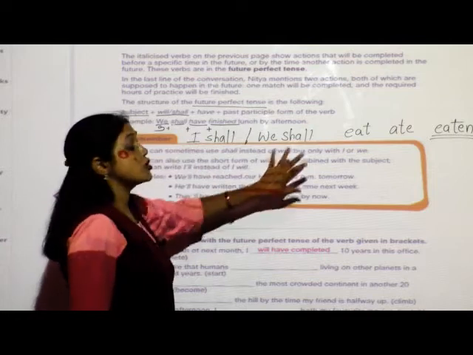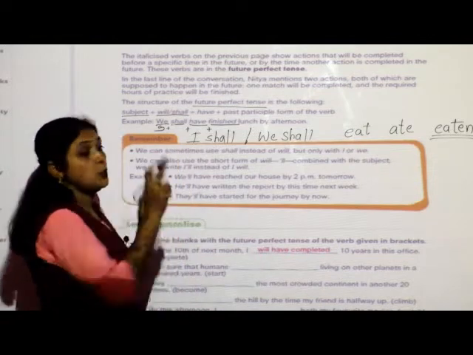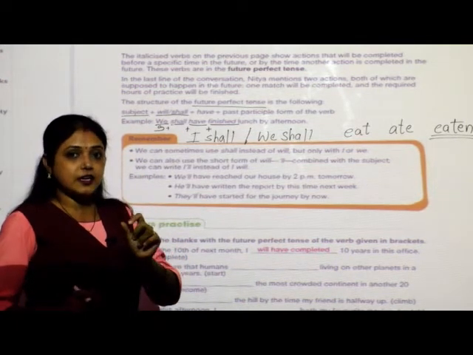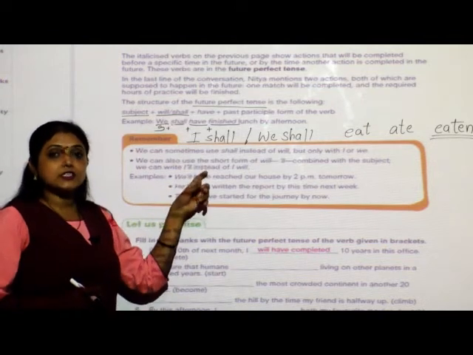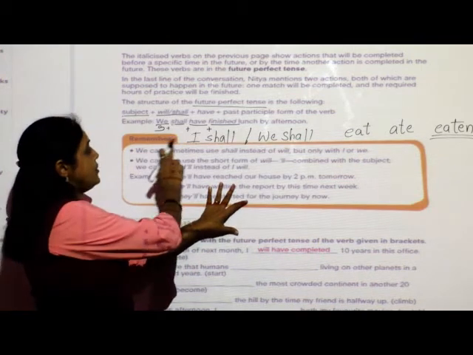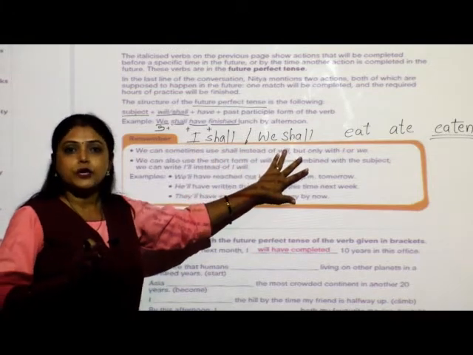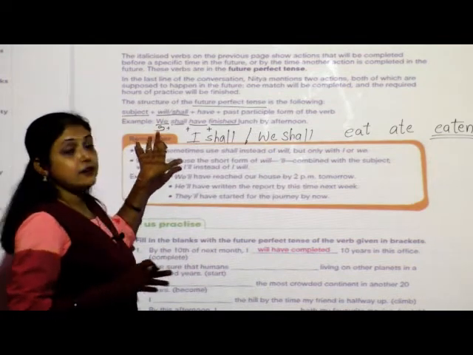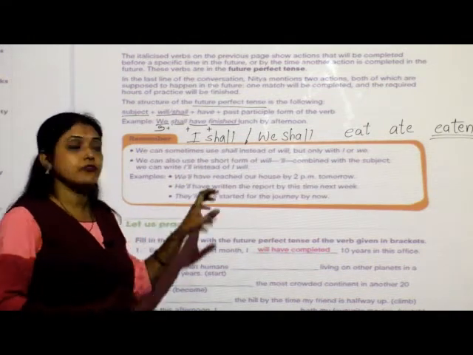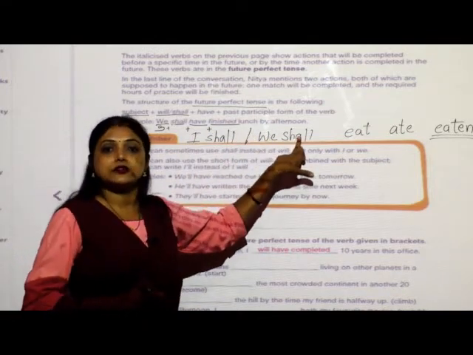So this is the structure of the future perfect tense. You have to remember how you will form the sentence. To frame the sentence for the future perfect tense, you need a subject plus you have to add will or shall. When will you add shall? When it is I or we. Or else you can write I will, we will. Okay, so add subject, shall, plus have. Have is compulsory, you have to write have. Then the past participle form of the verb and the remaining part of the sentence.